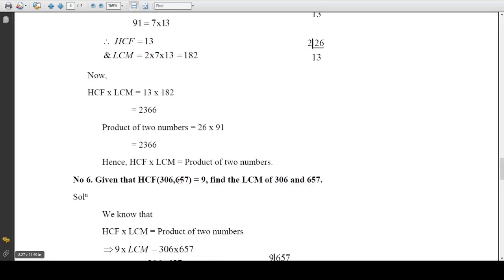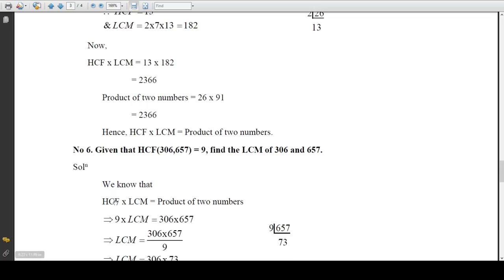Okay, now how will you find out the LCM? Now from the last problem, we have shown that the product of HCF and LCM is equal to the product of the two numbers. Okay, now this is a kind of formula. We will utilize this formula here in solving problem number 6. Now we know that HCF multiply LCM is equal to the product of two numbers. Now HCF is given to be 9, multiply LCM is equal to, the two numbers are 306 multiply 657. Therefore LCM will be this product of two numbers divided by 9.